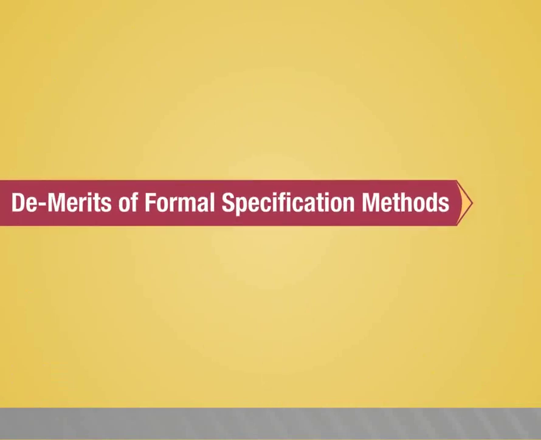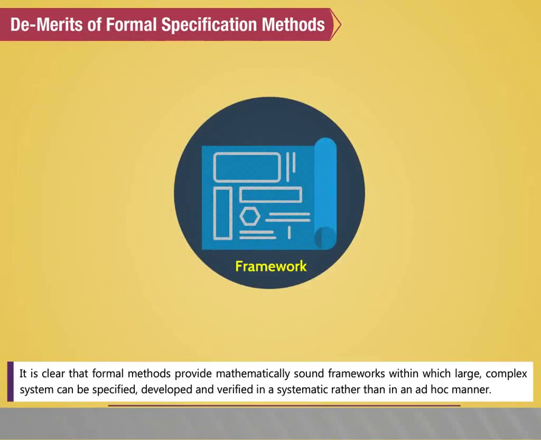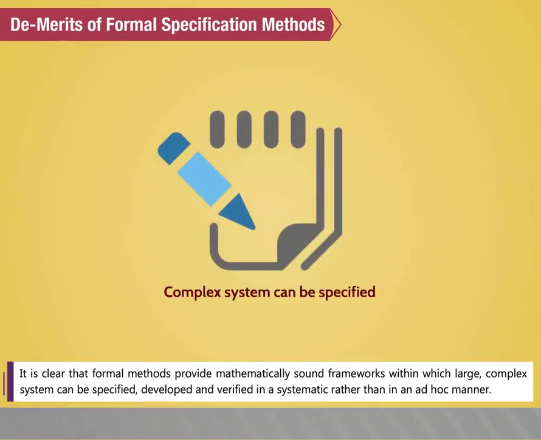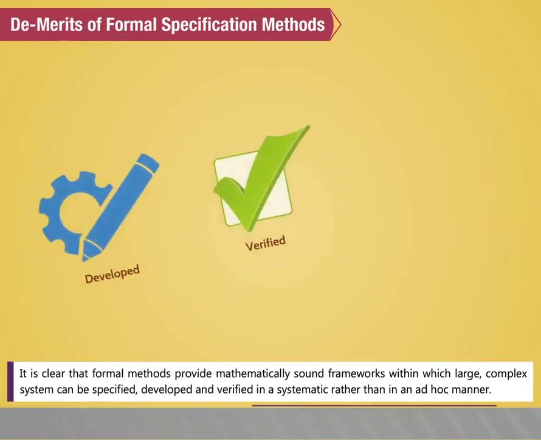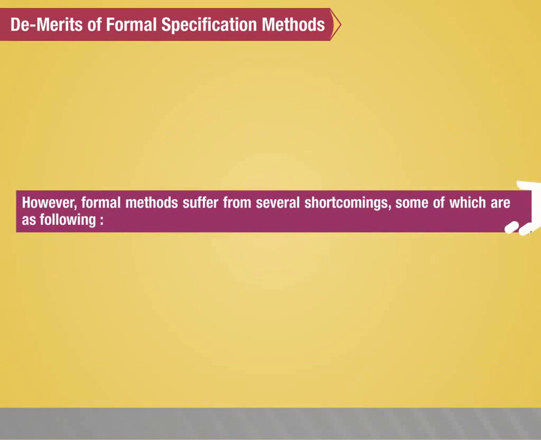Demerits of formal specification methods. It is clear that formal methods provide mathematically sound frameworks within which large complex systems can be specified, developed, and verified in a systematic rather than in an ad hoc manner. However, formal methods suffer from several shortcomings, some of which are as follows.